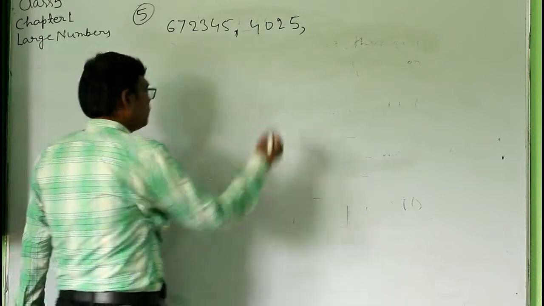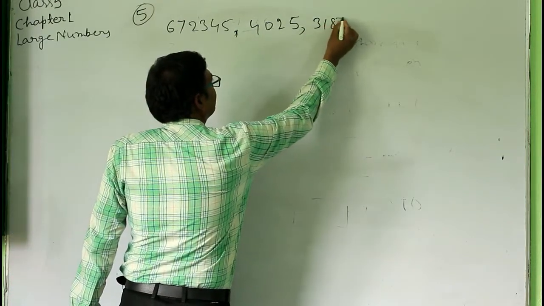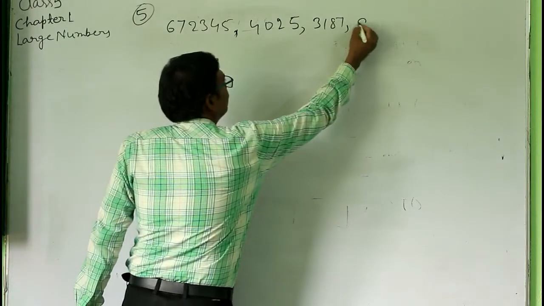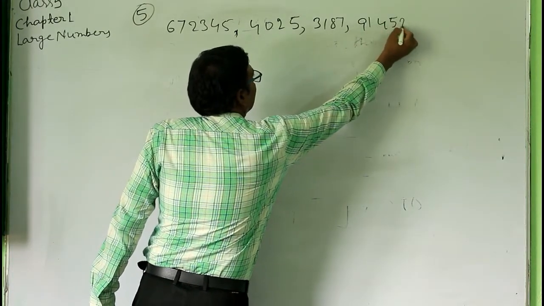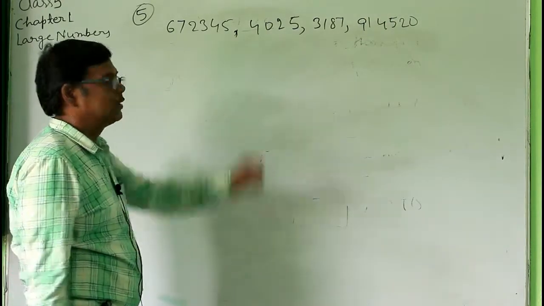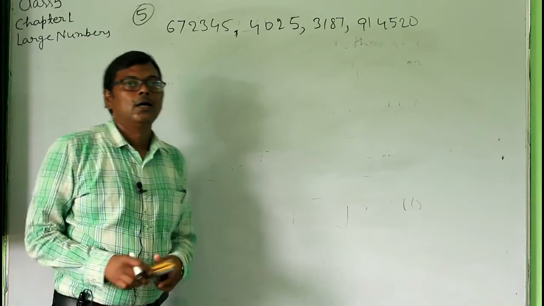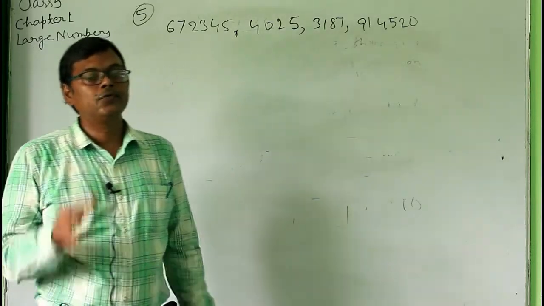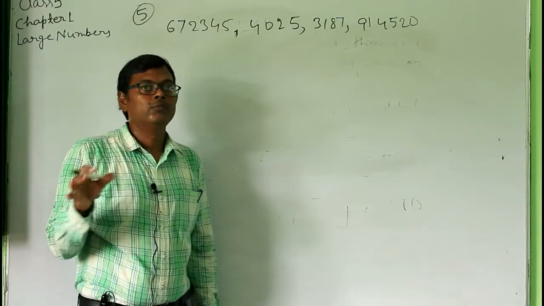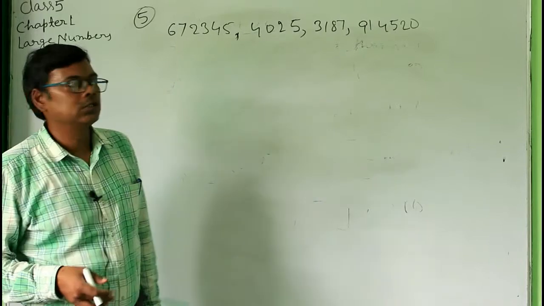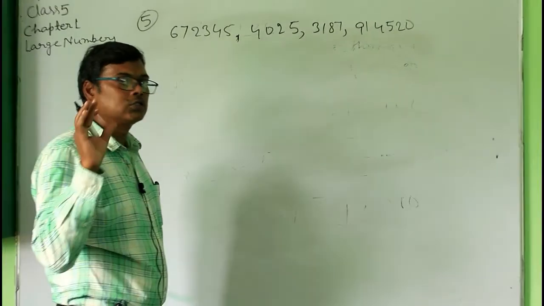4025, 3187, and 914520. So here we have arranged all these numbers in the ascending order. I think you know about the ascending order. Ascending order means that is we will write first the smallest number and then move on to the bigger number, and at the last it will be the largest. So we will start with the smallest number.